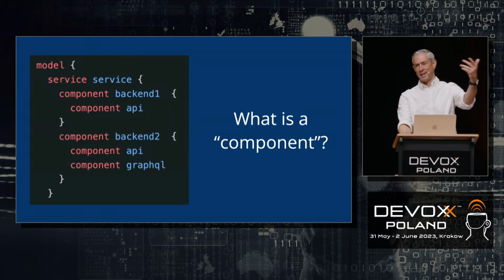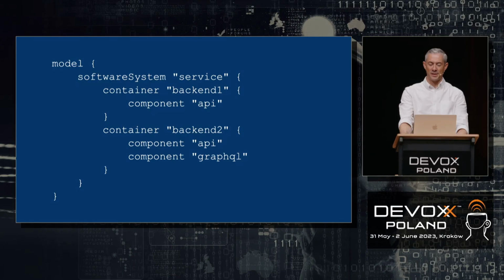From a Structurizr DSL and therefore C4 perspective, perhaps they were trying to explain this. So maybe we had a software system called service, and that had two deployable things, backend 1 and backend 2. And inside these deployable things were components, the APIs and the GraphQL thing. That's one way to interpret that previous example.